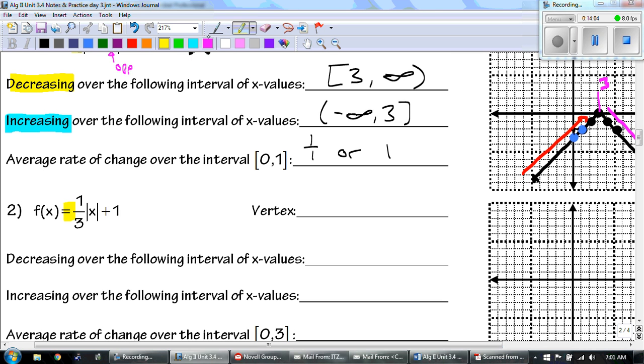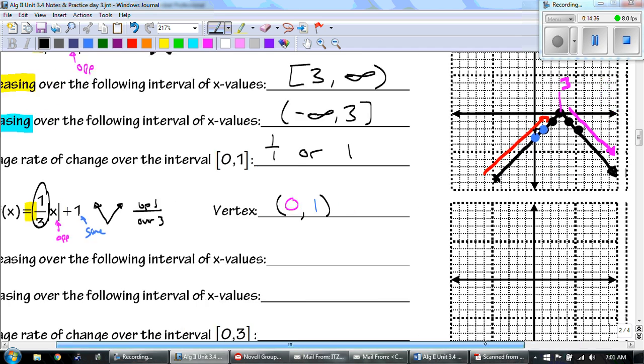Is there a reflection? No, so our graph is going to be going up. We're going to be following that up 1 over 3, and then our vertex, we would take the opposite of what's inside. Well, it's just 0, and then that 1 stays the same. So this is telling me that there's no horizontal shift. I'm just going up 1.